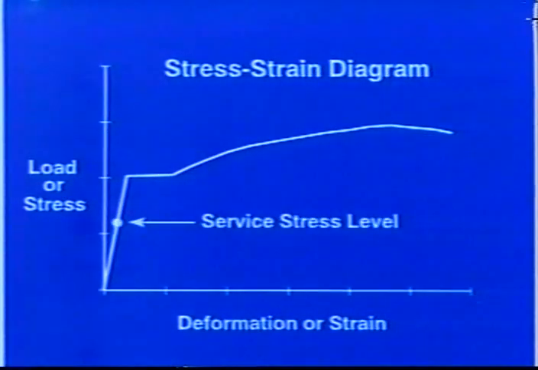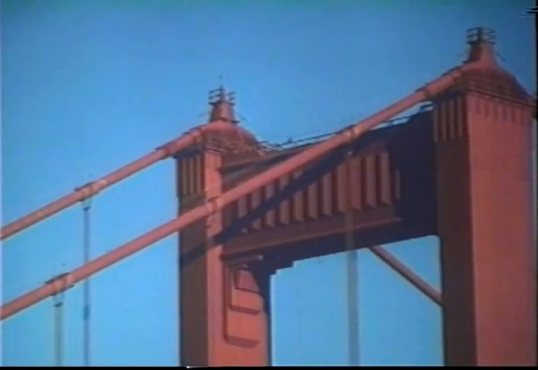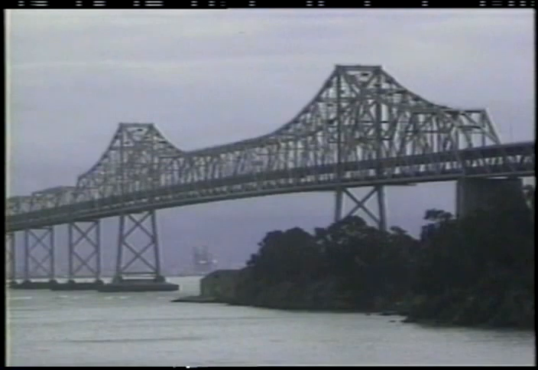To avoid damaging a structure, material stresses must be limited to a level below the yield point by a factor of safety. This stress level is the maximum allowable service stress. Different bridge members are subjected to different stresses. Cables are members which support tensile forces. I-bars and some members in trusses are also tension members.